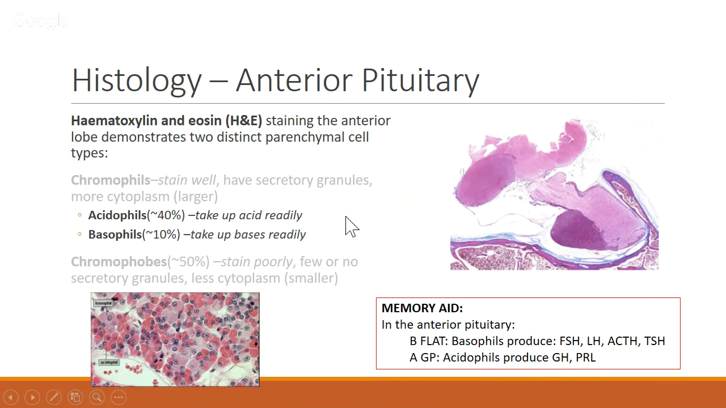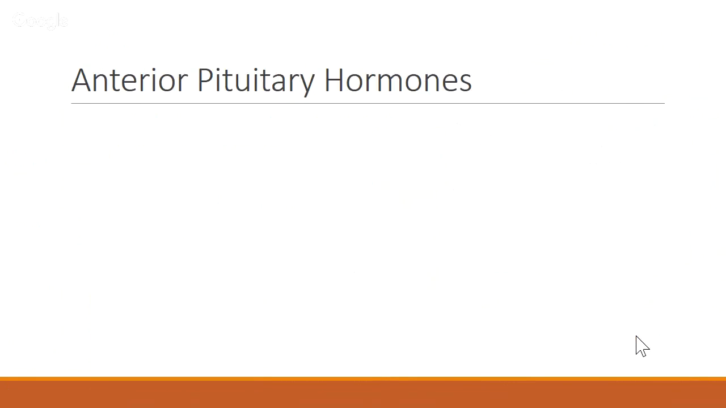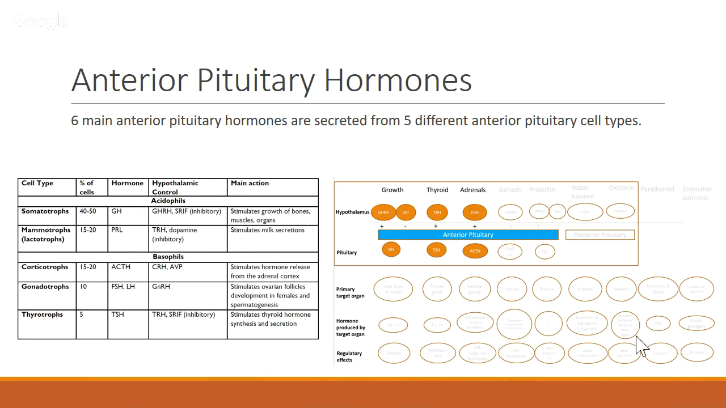So this is just a simple staining of the anterior pituitary. Just by this staining alone, you won't be able to tell which of these basophils produce which hormone. But if you do additional testing, you'll be able to figure it out. So basically, in the anterior pituitary, you have 6 hormones, which are produced by 5 different cells. And the overlap is between FSH and LH, produced by gonadotrophs, basically.